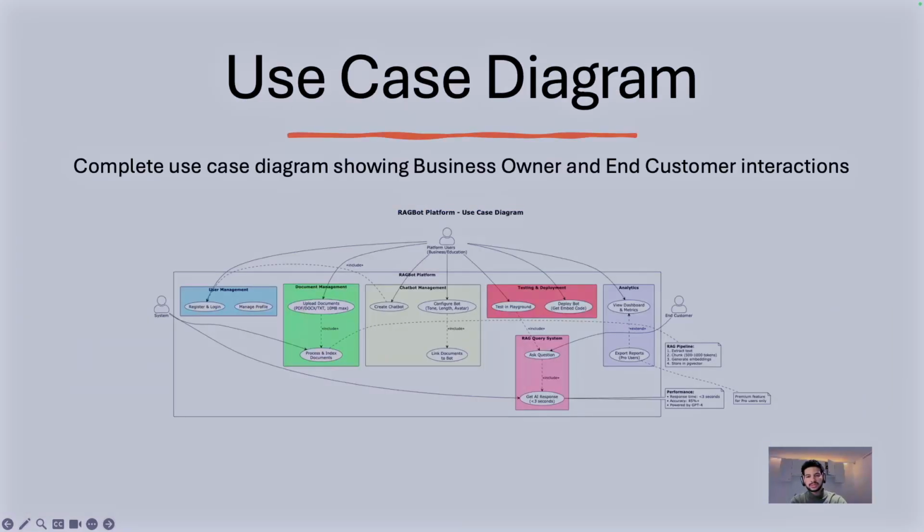Here we can see I have a use case diagram, which has 2 main actors. The first one is the business owner who registers, uploads the documents, and then makes the chatbot, manages the chatbot, tests it, and deploys it. And I can check the analysis. And we have the end user who only asks questions and gets responses based on the documents uploaded.